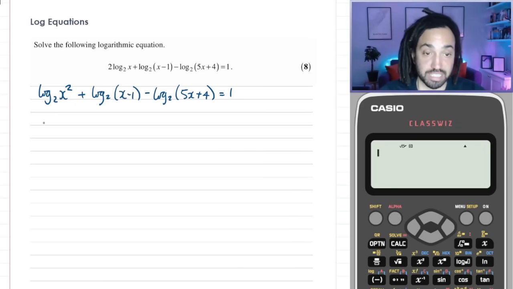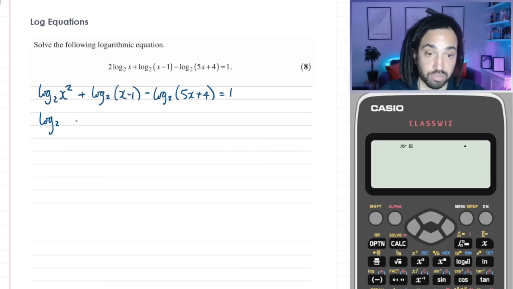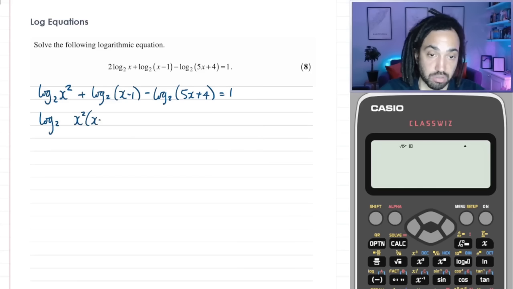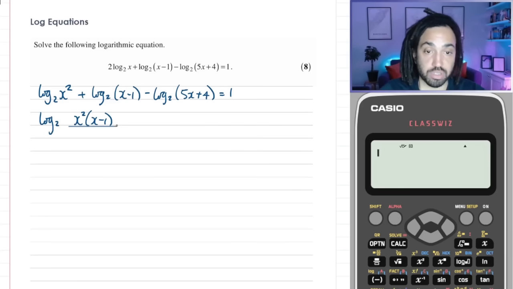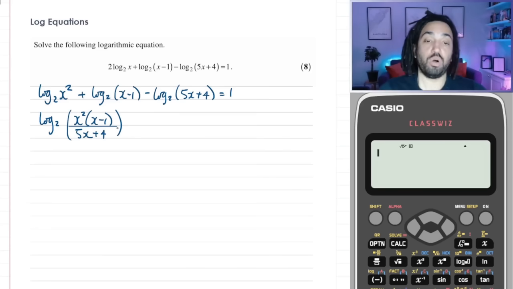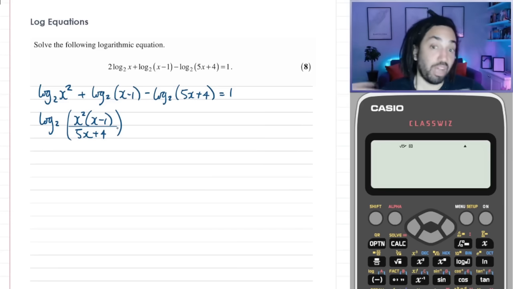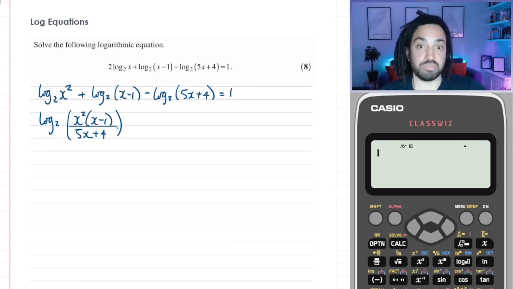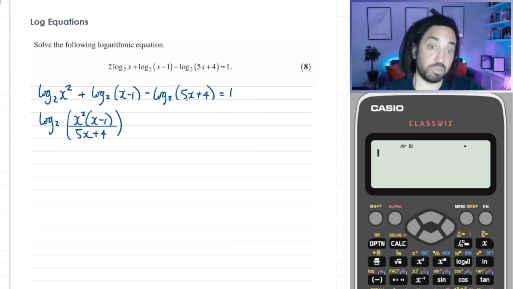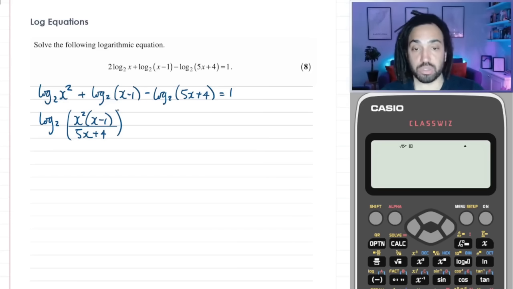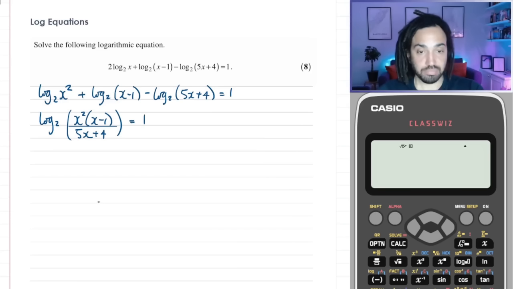The ones that are added together are going to be on the numerator of our fraction. So we'll have this on the top, and this one is subtracted, so that one is going to go on the bottom, because log of a plus log of b means we multiply them together to make log of ab, and log of a minus log of b means we divide them to get log of a divided by b. So because we're subtracting this one, that's the one that goes on the bottom, and the other two go on the top. And that's equal to 1.